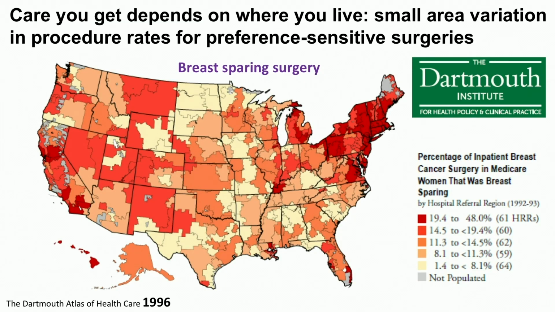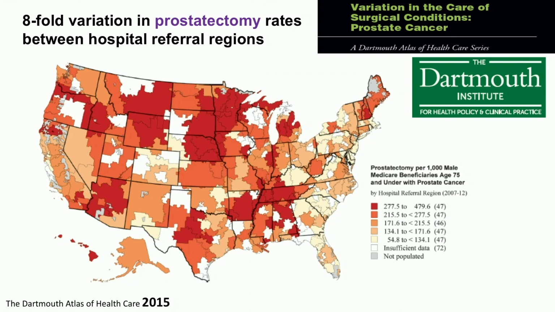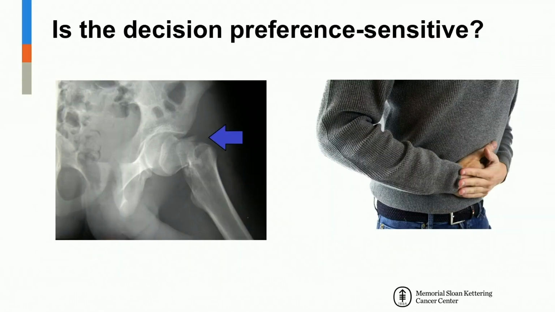There's also this atlas that the Dartmouth Institutes have published since the early 90s, showing that the care you get depends on where you live. This is the small area variation in procedure rates for preference-sensitive surgery. So this is an example of breast-sparing surgery in the US. And we see something similar for prostatectomy rates, where we see an 8-fold variation in prostatectomy rates between hospital referral regions. So this suggests that we are not using shared decision-making as we should.